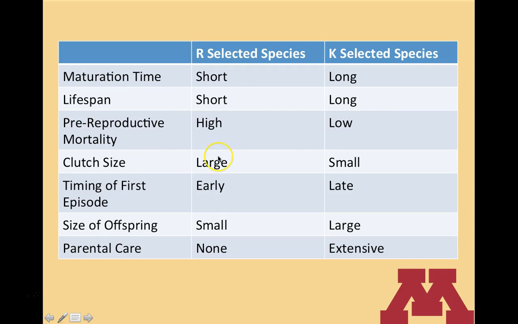The clutch size for R-selected species is large, and for the K-selected species is very small. Also, the timing of the first reproduction is early for the R-selected species but late for the K-selected species. The size of offspring is very small for the R species and very large for the K species. In the R species, they do not need any parental care, but for the K-selected species, the offspring need extensive parental care from their parents.